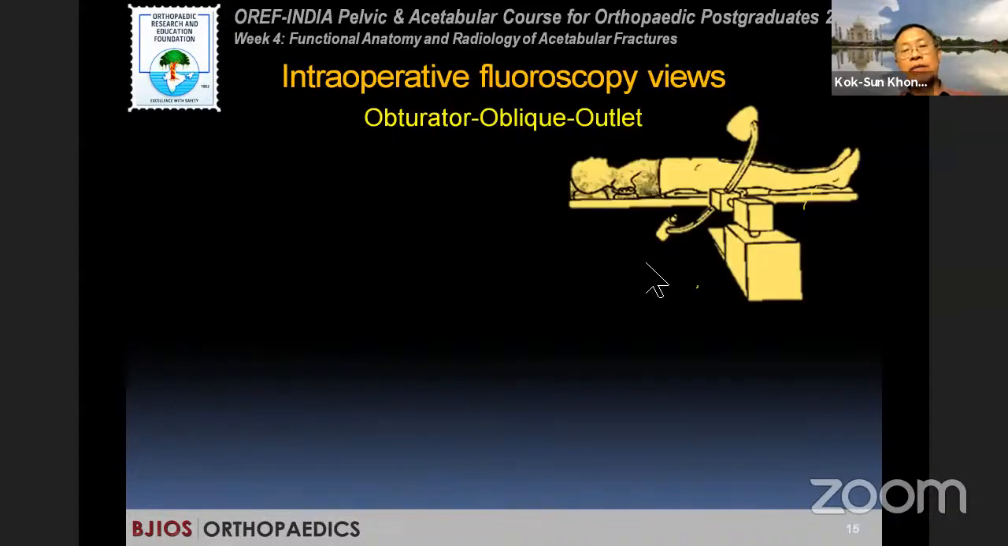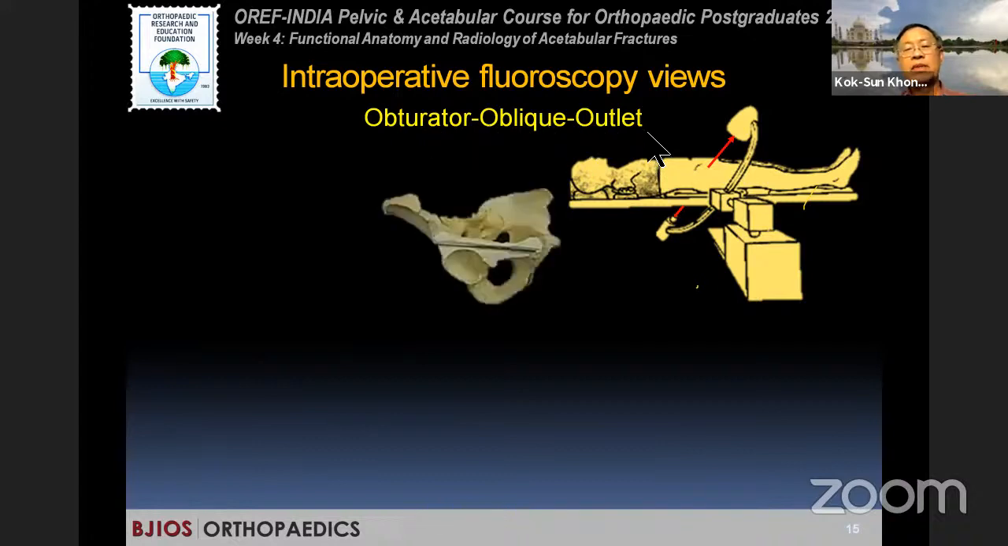In the OR, you have these views. I find this a very good view. It's the obturator oblique outward view, so it's like an OOO view or triple O view. It's an outward view, so you are about 30 to 45 degrees from the midline, from the vertical. And then it's tilted 30 to 45 degrees in oblique position. So it's called an obturator oblique outlet or obturator outlet oblique.